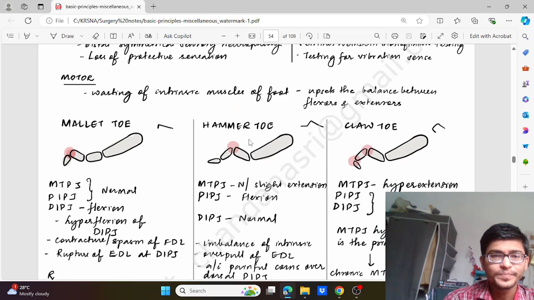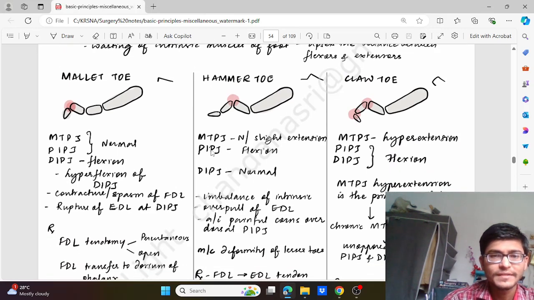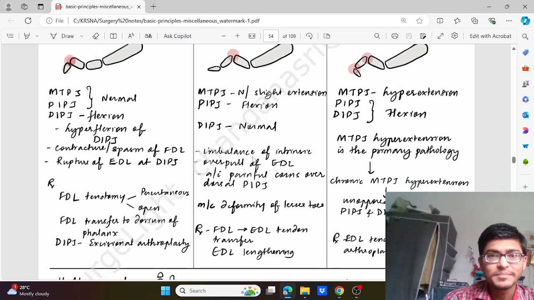Next is the hammer toe. Here there is flexion at the proximal interphalangeal joint, and at the metatarsophalangeal joint there could be slight extension or it could be normal, and the rest, the distal interphalangeal joint, is normal. There is imbalance among the intrinsic muscles with overpull of the extensor digitorum longus, and it is associated with painful corns over the dorsal proximal interphalangeal joint. It is the most common deformity of the lesser toe.